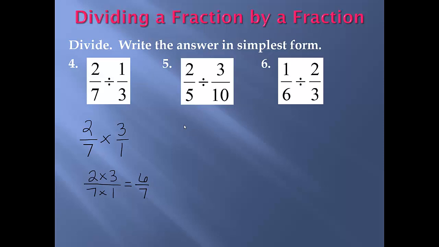Now for number 5, we have 2/5 divided by 3/10. Our first fraction will stay the same. So we have 2/5. And now we're going to multiply by the reciprocal. So our division becomes multiplication. And then we need to invert our second fraction. So our 10 becomes the numerator, and the 3 becomes the denominator. Now we can go ahead and multiply. For the numerators, we have 2 times 10, and for the denominator, we have 5 times 3.